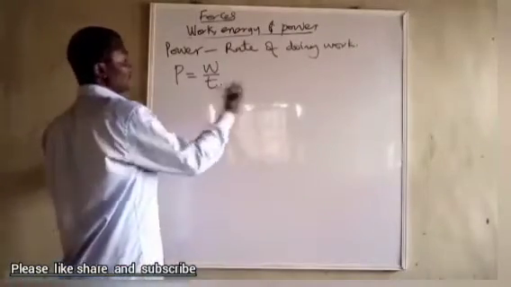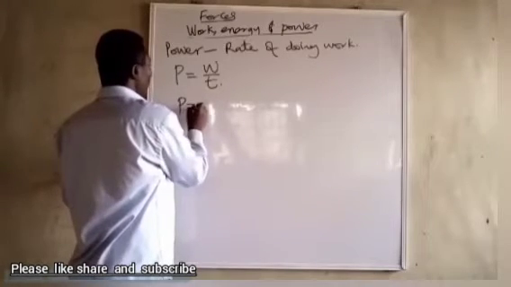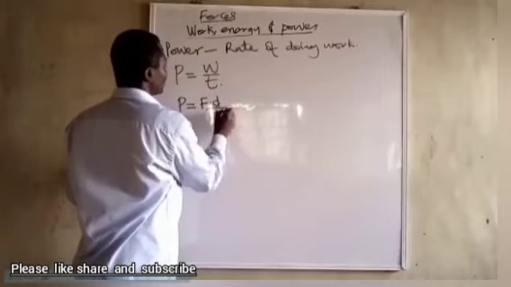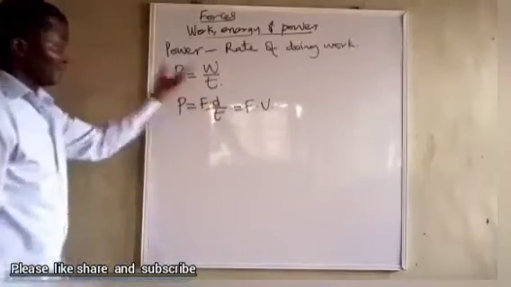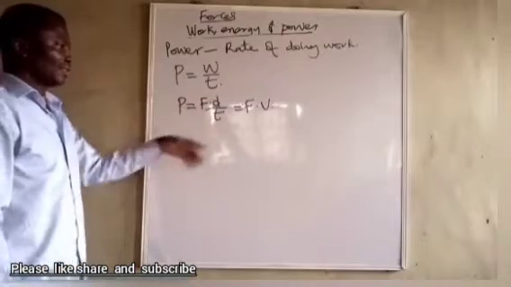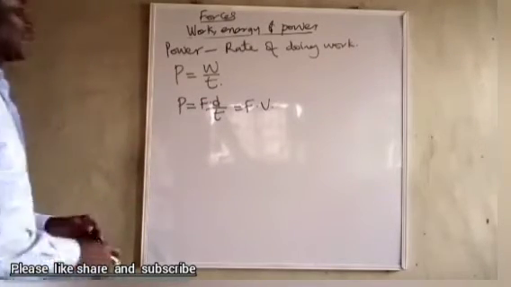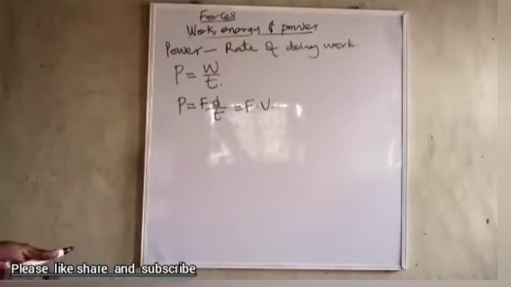So assuming you have a body moving with constant velocity, you can easily say P equals F d over T. And sometimes F might vary, and you know what your d is, so you can easily get it like that, maybe using integral calculus or differentiation. So it's very easy.